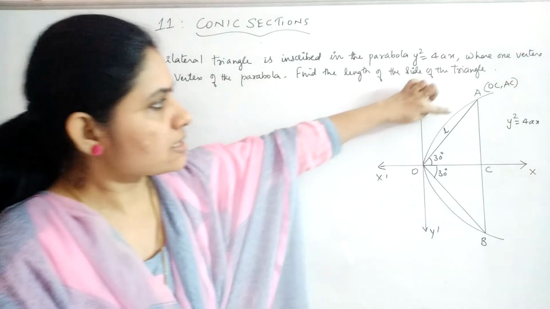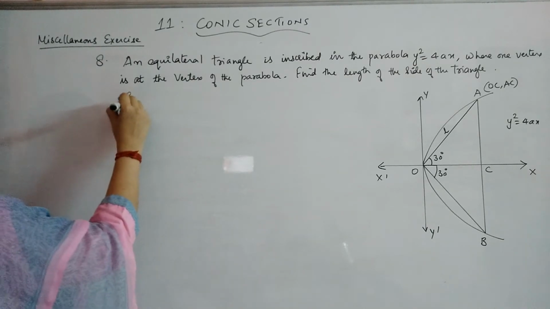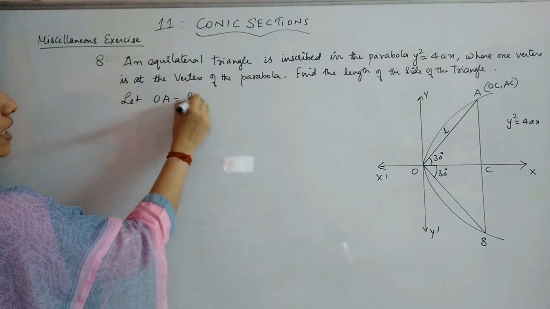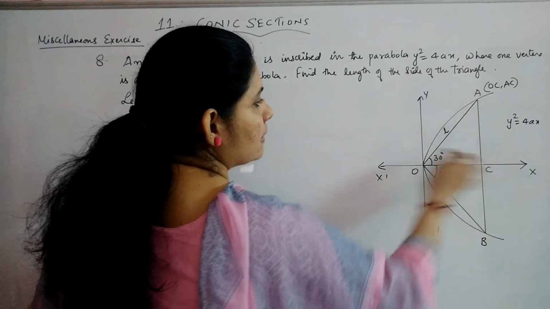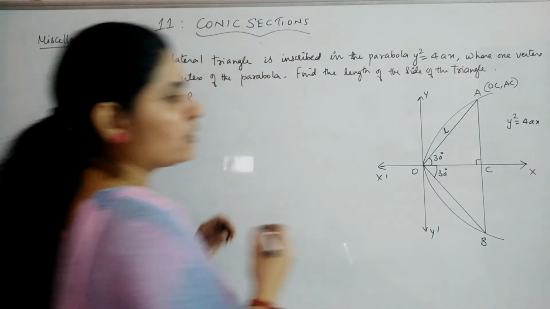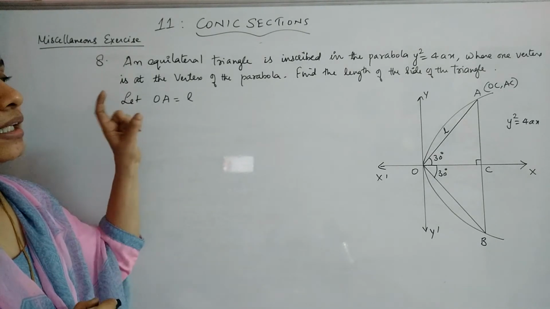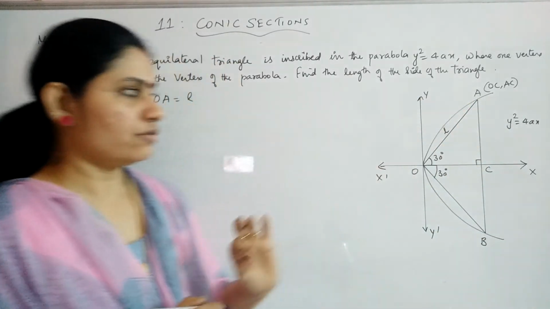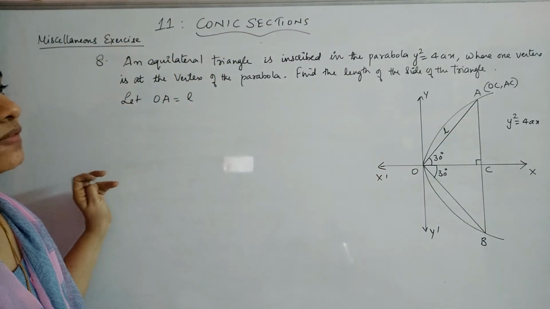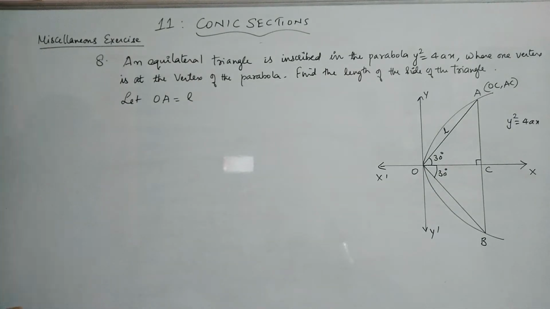So we are taking one side's length as L. Each side will be equal because it is an equilateral triangle. So first we take OA equal to L. Now why I have taken OA equal to L is, I will consider this triangle which is right angled here. Considering this triangle, I will find out the coordinate of A. Why? Because when I get the coordinate of A, that A is lying on the parabola y square equal to 4ax, that means that point will satisfy the equation of the parabola, and that will help us find the length of the side of the triangle.